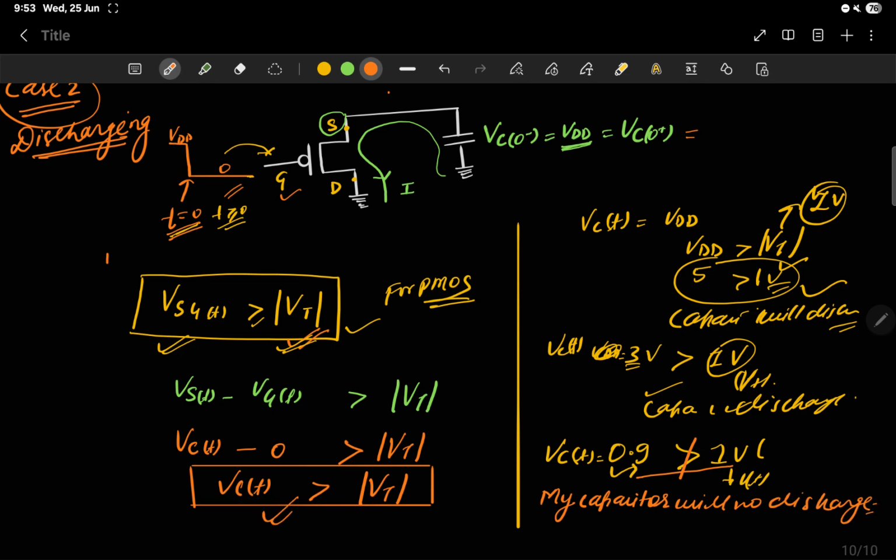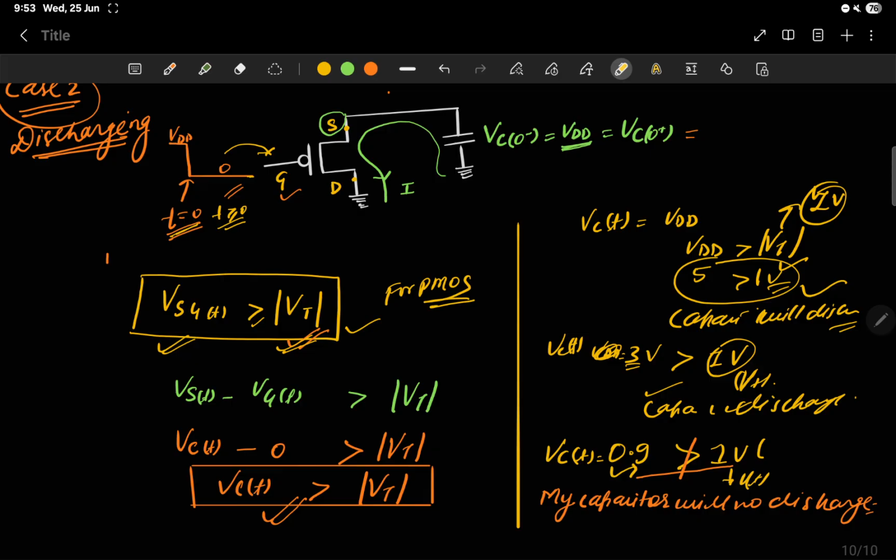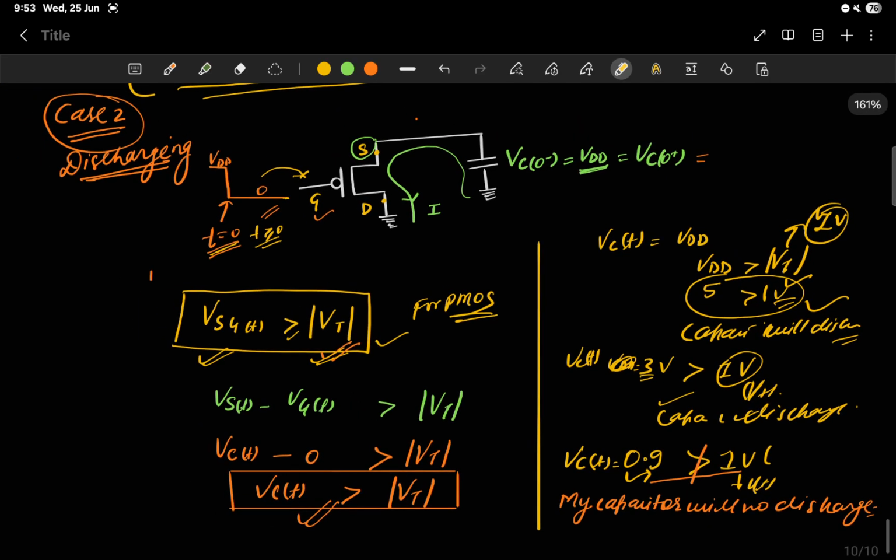So by this condition, what I try to explain is that there are some limitations. That limitation is you cannot discharge my load capacitor below Vt. As soon as it goes below Vt, this inequality will not hold true. So this is the concept which I wanted to explain to you. I hope this is very much clear to you.